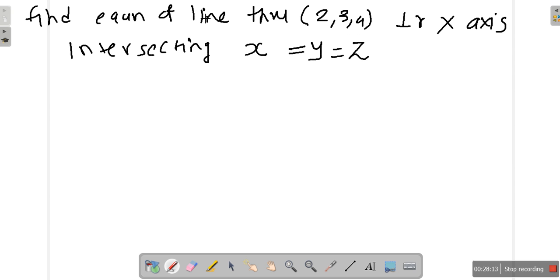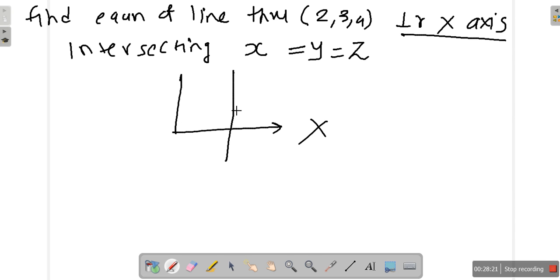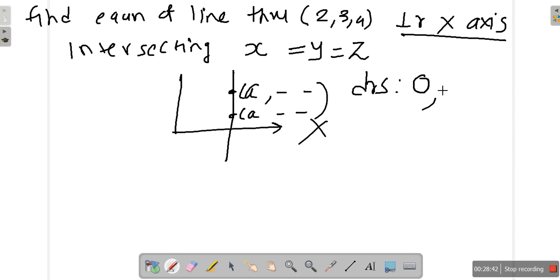Now first see the meaning of perpendicular to x-axis. If a line is perpendicular to x-axis and if I pick up any 2 points, they will have the same x coordinate. Y coordinates may be different, z coordinate may be different, but the x coordinate will be same. So when we take the direction ratios, that will cancel. So in the direction ratios, the first ratio will always be 0. The other two I don't know, I can take it as say a and b. So direction ratios of a line which is perpendicular to x-axis will be 0, a, b.